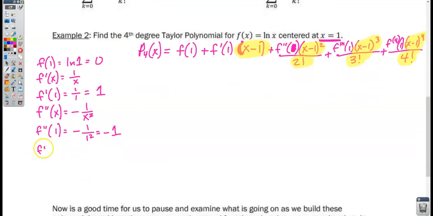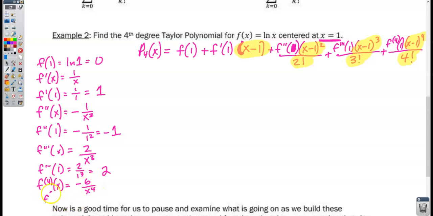And then f triple prime of x is going to be 2 over x cubed. So f triple prime of 1 is going to be equal to 2 over 1 cubed, which is 2. And finally, the fourth derivative of x is going to be negative 6 over x to the fourth. So the fourth derivative at 1 is going to be negative 6 over 1 to the fourth, or negative 6. And so now we can just go ahead and fill these values into our fourth order polynomial for natural log of x.